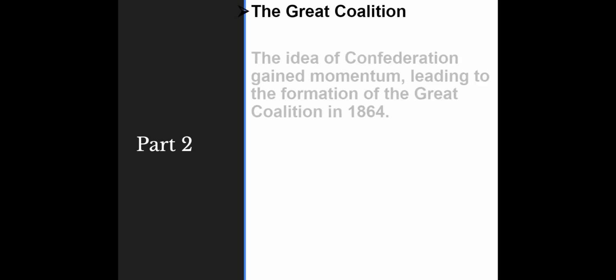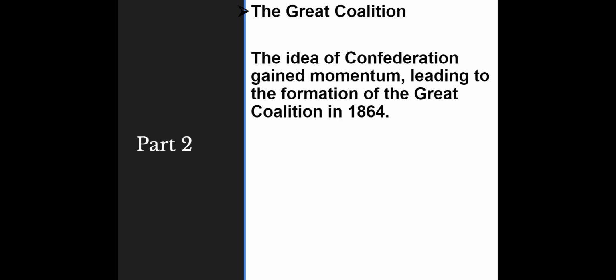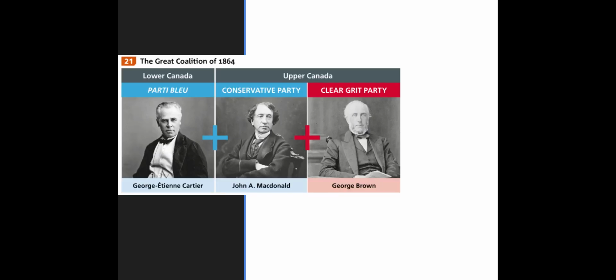So the Great Coalition was another alliance that gained momentum as a way to secure autonomy from Britain. Document 21, you can see who are the members of the Great Coalition who are proposing the idea of confederation, who are proposing the idea of uniting the British North American colonies.